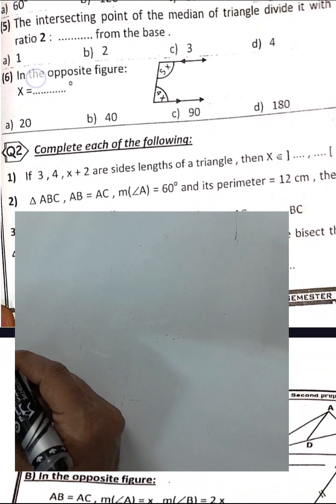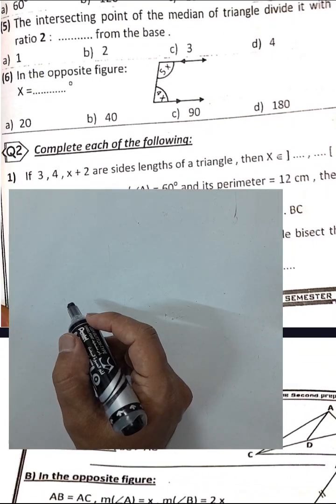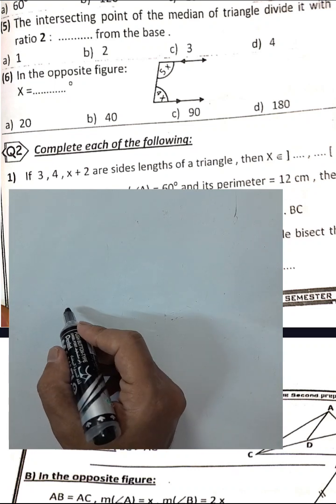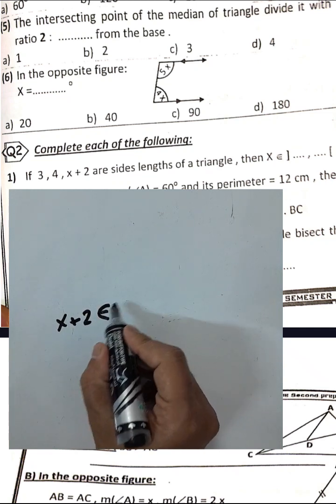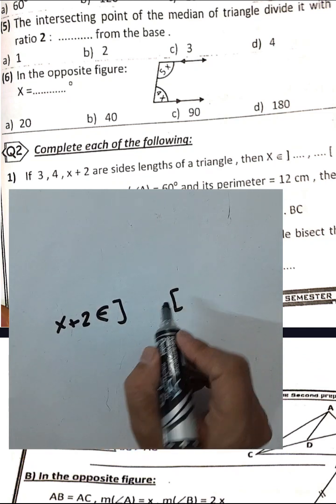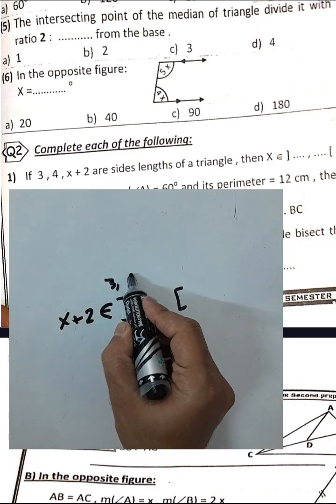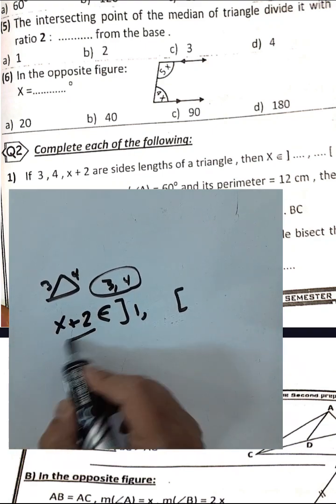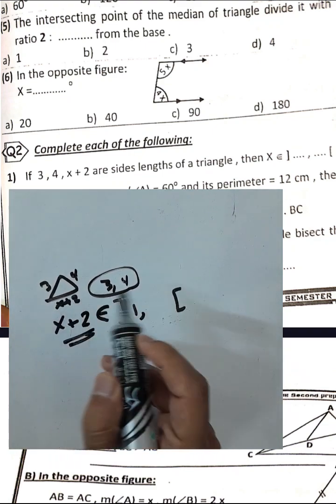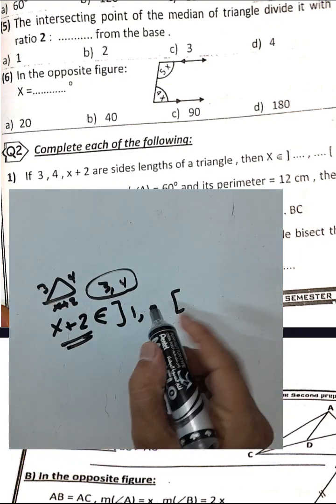The value of x equals 20. Question number 2, complete. If 3 and 4 and x plus 2 are side lengths of a triangle, then x belongs to what? Here, x plus 2 belongs to an interval. We have 3 centimeters and 4 centimeters as two sides of the triangle, and the third will be x plus 2.